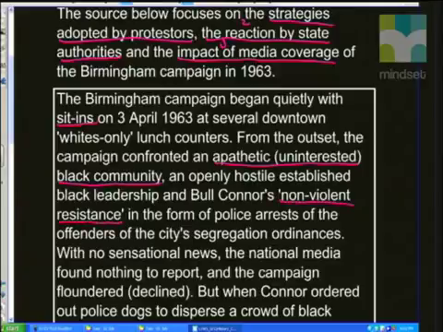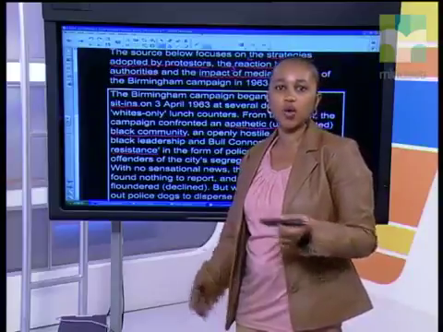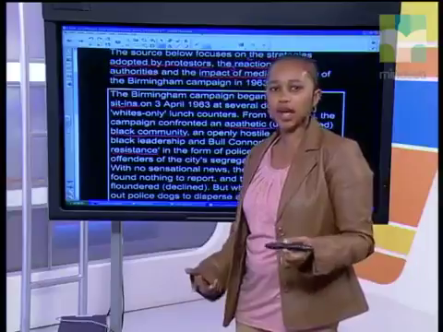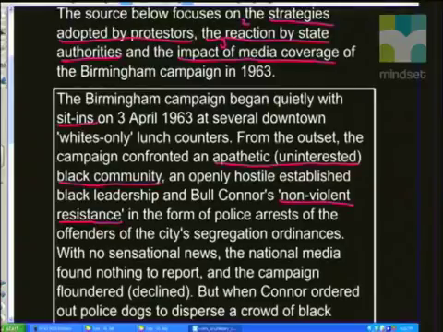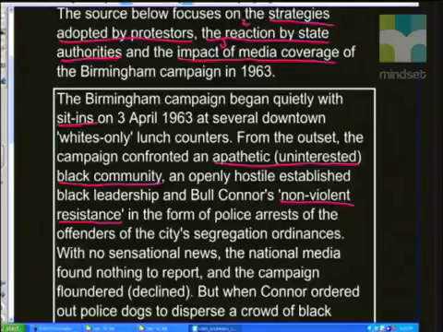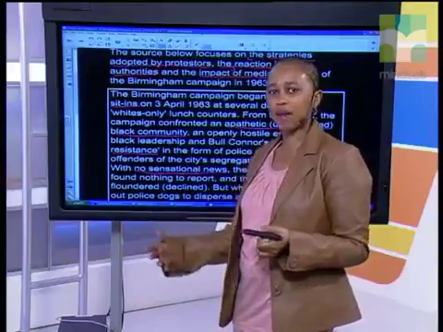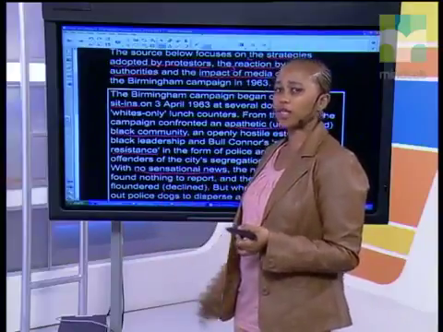So we know that his resistance was non-violent, and you will see later on if this is going to change. Now remember, in history it's very important to understand all these concepts. What are civil rights and what did non-violence mean? And the non-violent resistance in the form of police arrests of the offenders of the city's segregation ordinances. With no sensational news. Okay, I'm going to underline that again because remember when we looked at the caption, we said we're going to look at the impact of media coverage. So now we are told here that there was no sensational news. So in terms of what the media was reporting, it was not sensationalized at that point. And then we will see as time goes on, as we read further, to see if things changed.